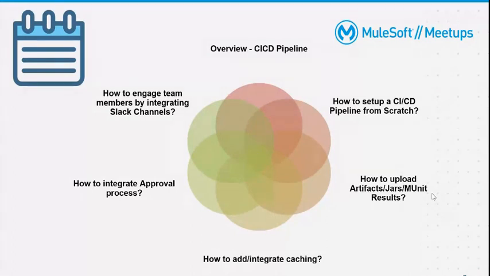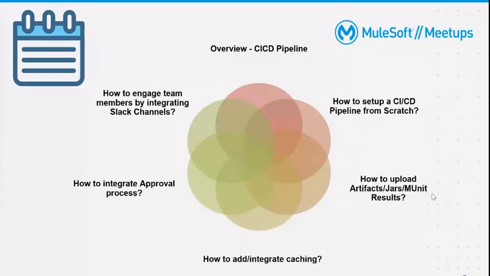You can integrate the Slack channel with your CI/CD pipeline. In every stage you can send messages about what is happening in your CI/CD pipeline to your Slack channel where all your team members are there. It's more connected, more engaged. That is one integration we'll see.